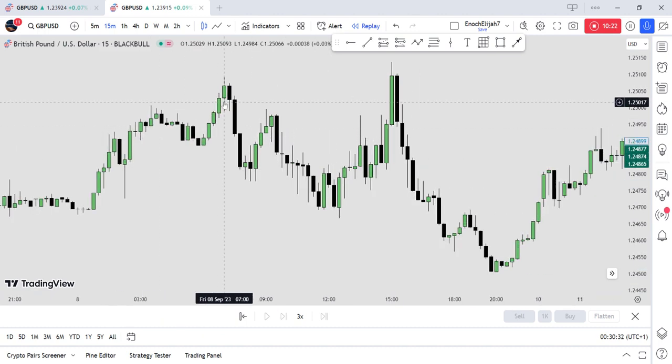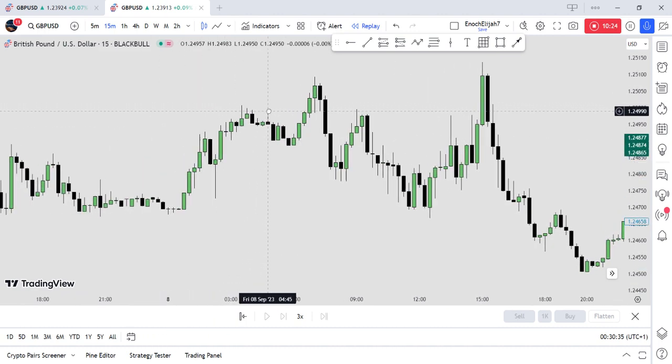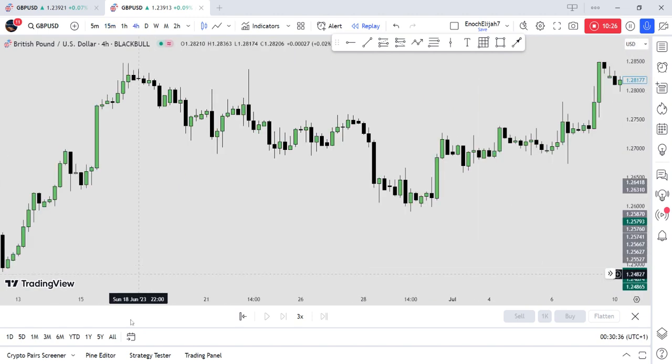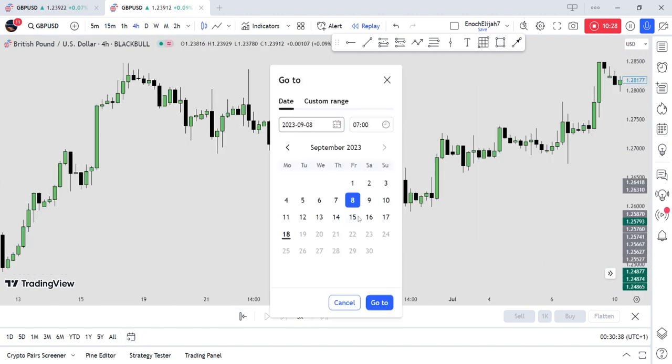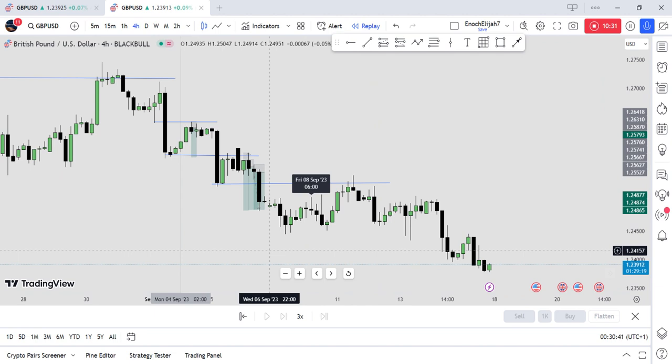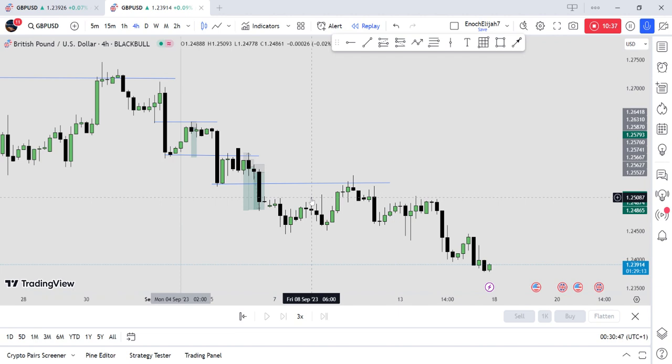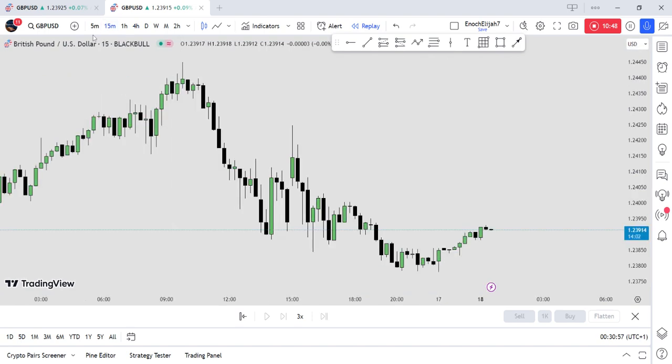So now for the 8th of the month, go to 4 hours. This is the 8th. Look first at what it actually reversed from. This is the 8th. Price reached this place. So on the 8th, you go to it.